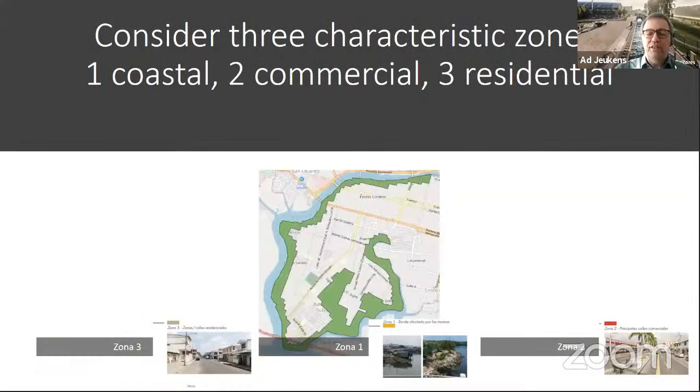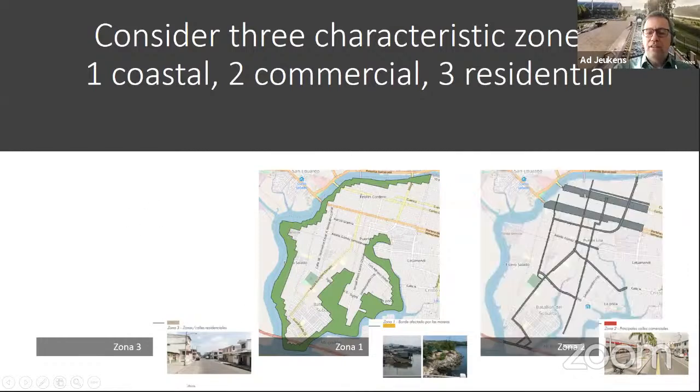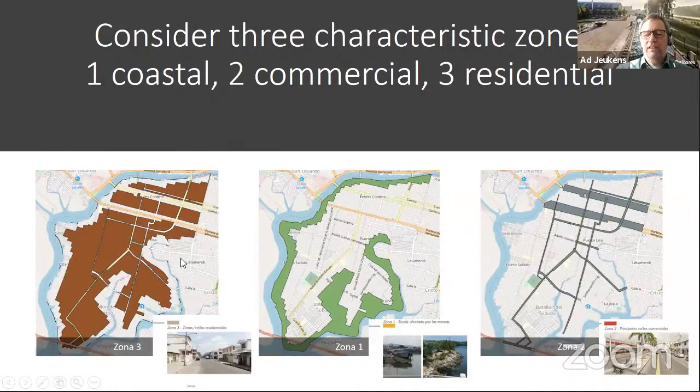So the area is quite a large area, as I was saying, so we considered 3 characteristic zones to look at the flood problem. One is the coastal zone, which is along the edges of the estuary. The second one is what we call the commercial zone, so there are some main streets in the area with commercial activities. And then there is the rest, which is the residential zones of the city.